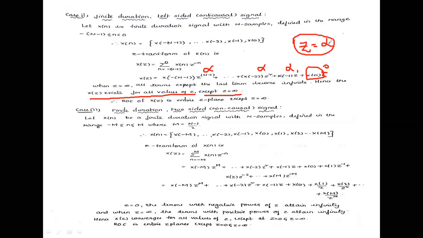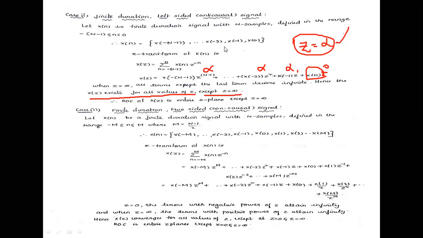So when I am taking z is equal to infinite, from the first to the last but one, all the values are infinite except the last one here. What is the last one here? X of 0. So hence, the x of z exists for all the values of z except z is equal to infinite. Therefore, ROC of x of z is the entire z plane except z is equal to infinite.